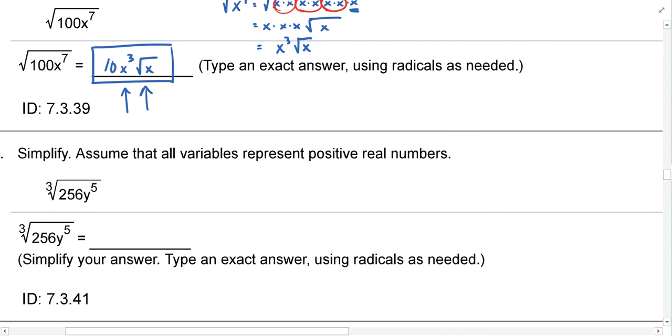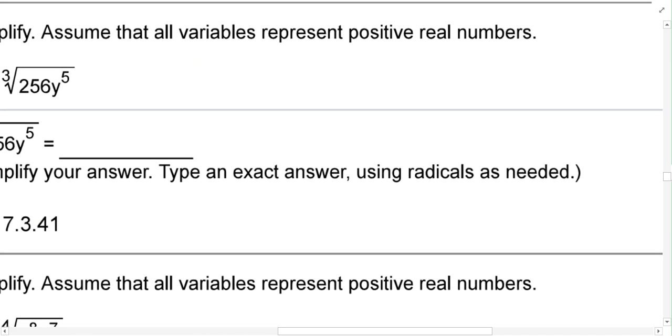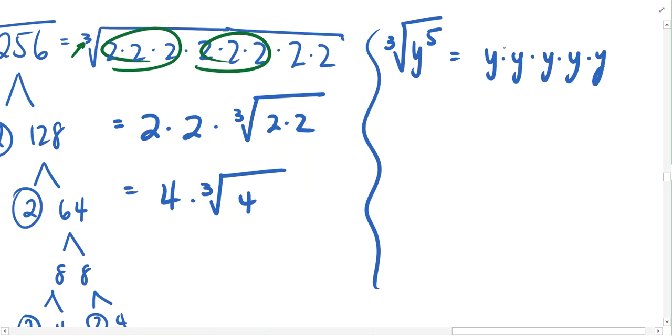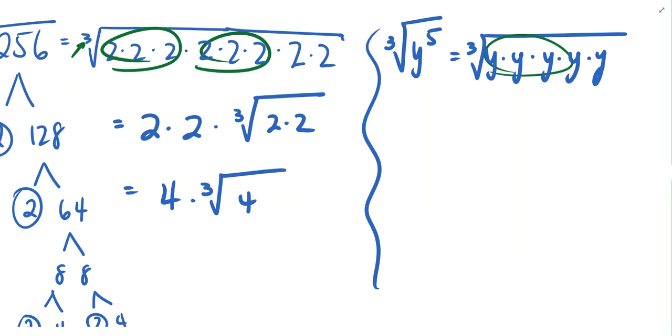Similarly, we have y to the 5th power. So if I continue with my side work over here, y to the 5th power is the same as y times itself 5 times in a row. And if I want the cube root of y to the 5th, then I need the cube root of this expression. And again, we're looking for triples, not pairs. And a triple of y's turns into a single copy of y on the exterior. We're going to ask for the cube root of y squared on the interior.